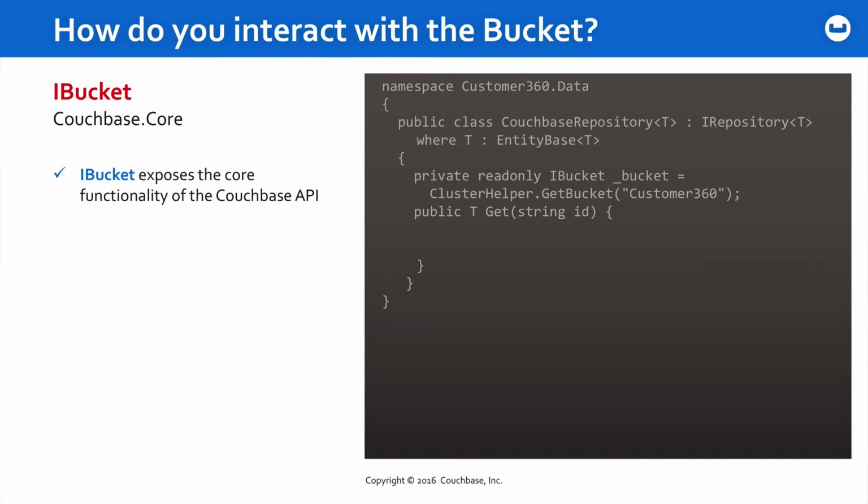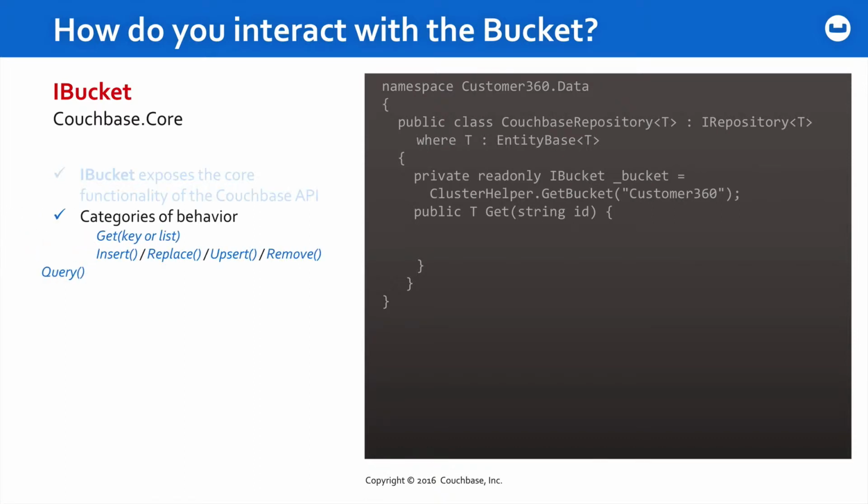IBucket itself is in the Couchbase.Core package if you're out looking in the documentation, as I expect you will be at some point. But this is how the core functionality of the Couchbase API is exposed. And so it has categories of behavior like you'd expect. You can get individual documents or get documents based on a list that you pass to the get method. There are insert, replace, upsert, and remove methods we're going to be looking at through the rest of this short course.